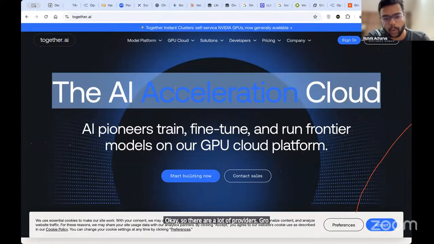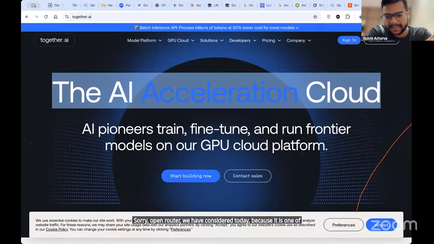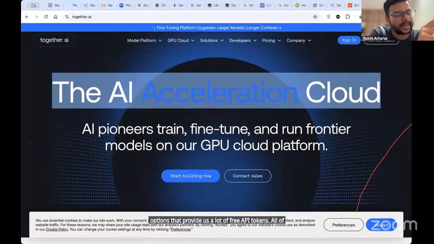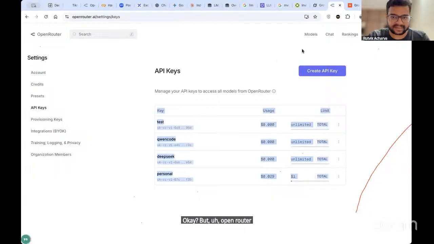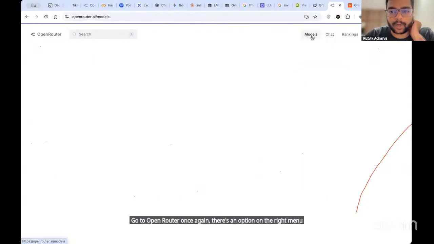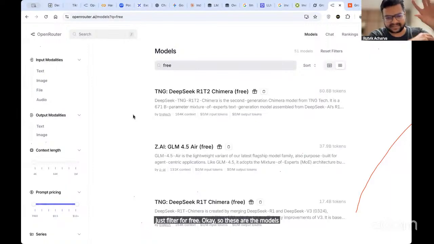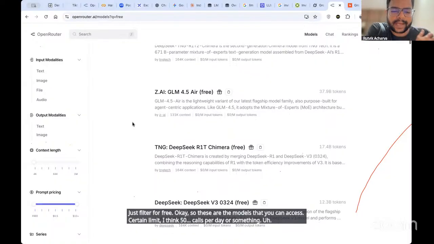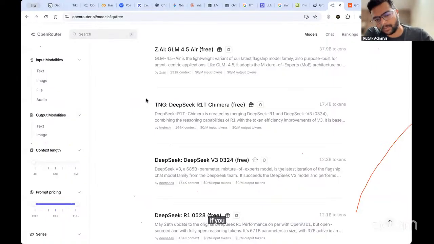Groq is one of them, but Open Router we have considered today because it is one of the options that provides us a lot of free API tokens. All of them do tend to provide some free options. But Open Router gives, just as an example, go to Open Router once again. There's an option on the right top menu called models. Just filter for free. So these are the models that you can access, certain limit, I think 50 calls per day or something. They give you access to these models for free on a daily basis. If you hit a limit, tomorrow again, you can try.